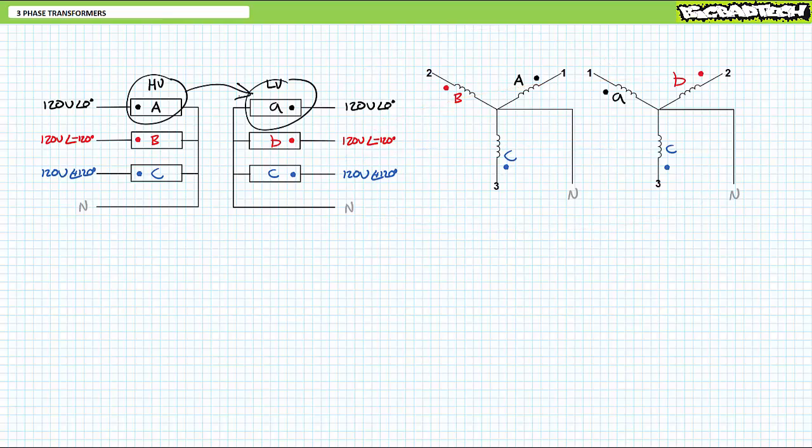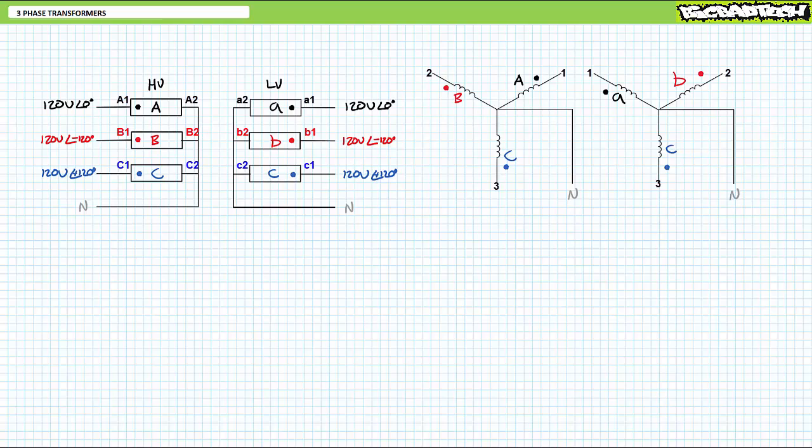High-voltage primary winding capital A still maps to low-voltage secondary winding lowercase a, B to b, and C to c, with no phase shift. Using the simplified connection diagram gets the same point across using far less space and unnecessary complication.